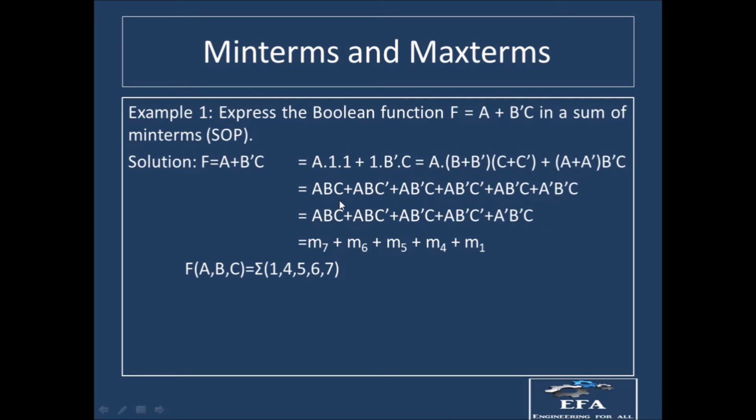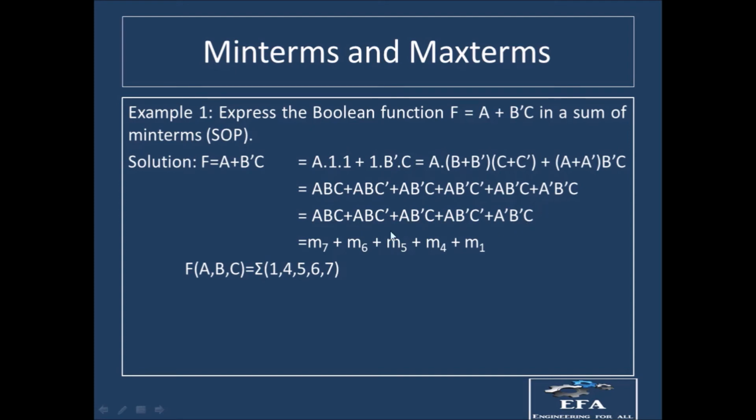Now in this case you can see that one of the terms will be repeating. You can see over here a b bar c and a b bar c, these two terms are repeating, so we need not take them two times, we have to take them only once. So ultimately we will have abc + abc bar + a b bar c + a b bar c bar + a bar b bar c, right?